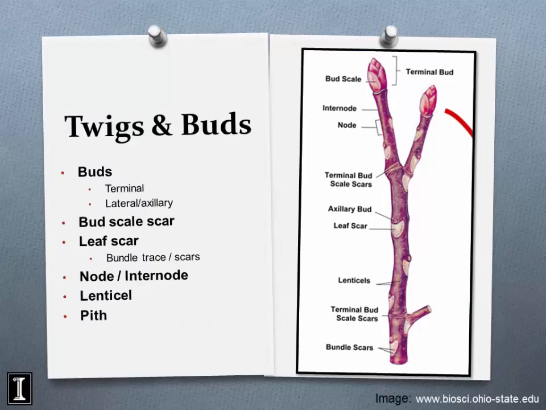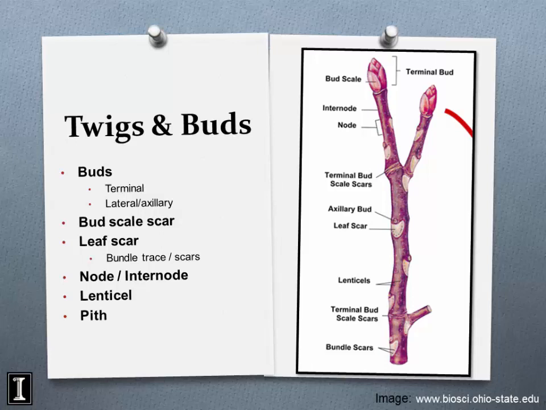Twigs and buds. Well, we're going to talk briefly, again, I only have so much time. Terminal buds, we're going to talk about lateral or axillary buds. Those are the buds on the side of the twig. Terminal bud is at the terminal end, the very end, okay? You don't get terminal buds along the axis of a twig. That's where you get lateral buds. Lateral buds belong on the long axis. Terminal buds belong at the end.